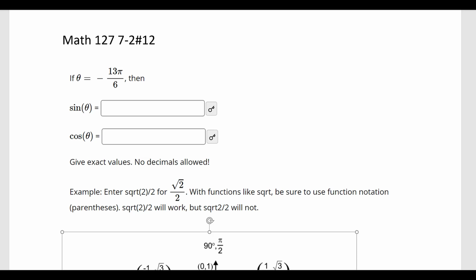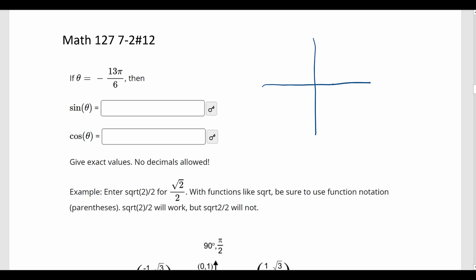So this first one asks, if theta is negative 13 pi over 6, then what is sine of theta, what is cosine of theta? So negative 13 pi over 6 means it's going to go all the way around once and then go a little bit further. So that reference angle is going to be pi over 6. Now, sine is negative in this quadrant, cosine's positive.